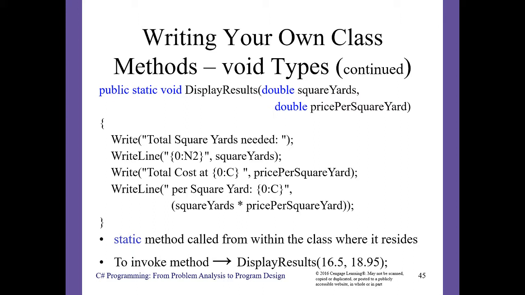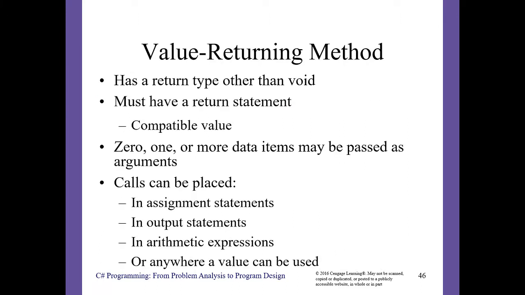It just needs to pass into the method two double variables or values, and then this method will do its work. And our caller doesn't really need to know what that work is, right? It's kind of a black box. We don't have to worry about it. But what our display results does is use those input values to format some nice output about our carpet calculator.